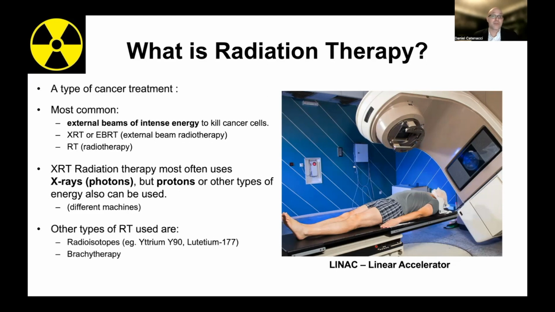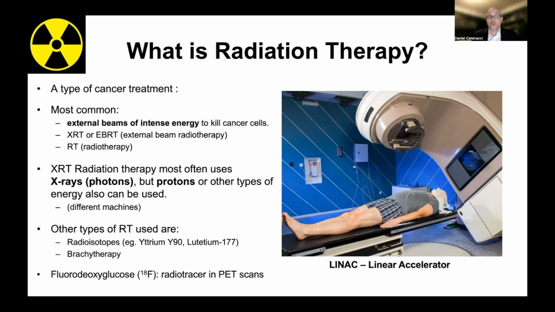Again, another type of radiation therapy that's used is radioisotope therapy. Not much in gastroesophageal cancer, but we'll touch on it just so you're aware of it. And in some cases could be considered in liver metastases. And then finally, another branch of radiation therapy is called brachytherapy that we're going to go into.